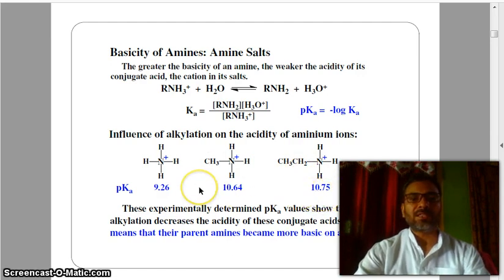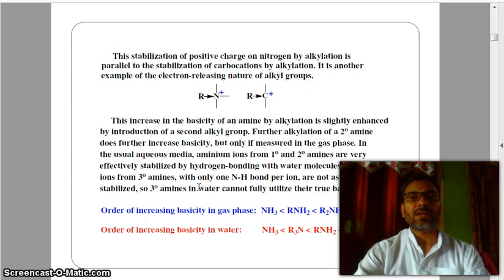These experimentally determined pK values show that alkylation decreases the acidity of these conjugate acids, which means that their parent amine becomes more basic on alkylation. So friends, now come to the other orders, how it is following the orders. How do you compare the carbocations to the ammonium salt?